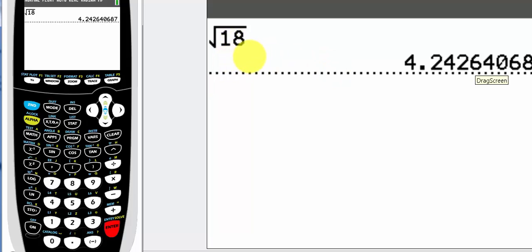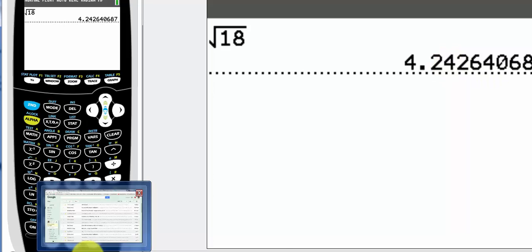So it depends what you call close, but this is not very, very close. And I've got a pretty good idea what the square root of 18 is, right? So this is not bad at all.